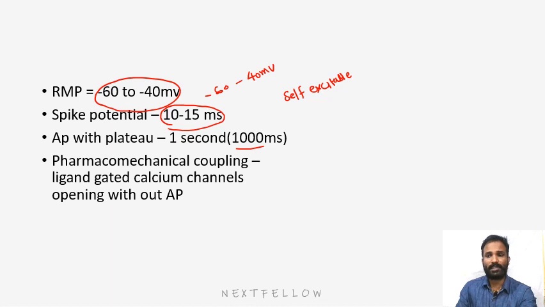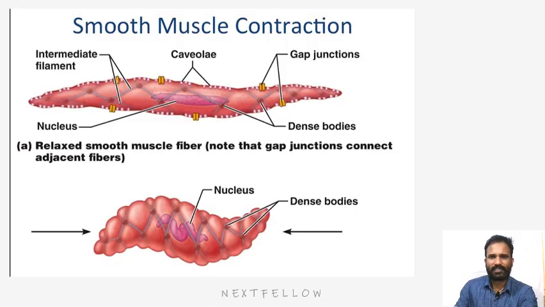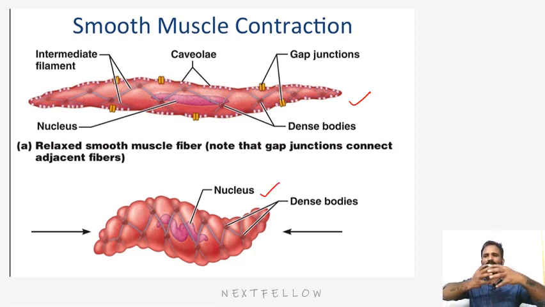Even the smooth muscle can be activated, or the calcium channels can be activated, without an action potential. It can be done by a ligand. A chemical can open the gates, and we call that pharmacomechanical coupling. So pharmacomechanical coupling is seen in smooth muscle. If you see here, this is a relaxed smooth muscle and this is a contracted smooth muscle. The smooth muscle contracts like a corkscrew, and the contraction length will be much more. That means it contracts to a greater extent than skeletal muscle.